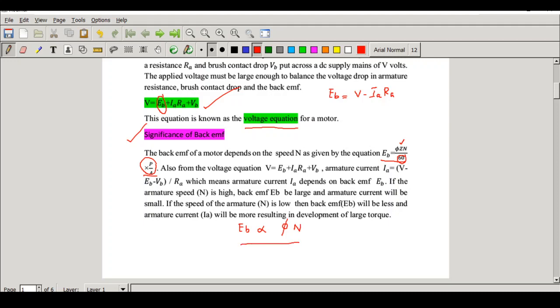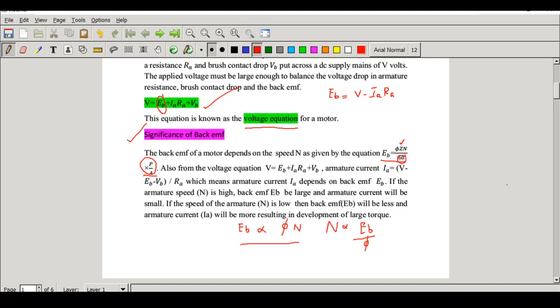Or you can write the speed of a DC motor N is proportional to EB by phi. So that means speed and back EMF are related, right? When the speed increases, back EMF increases, because both are directly proportional. If the speed is less, back EMF will be less. If the speed is more, back EMF will be more. This is a very important relation.